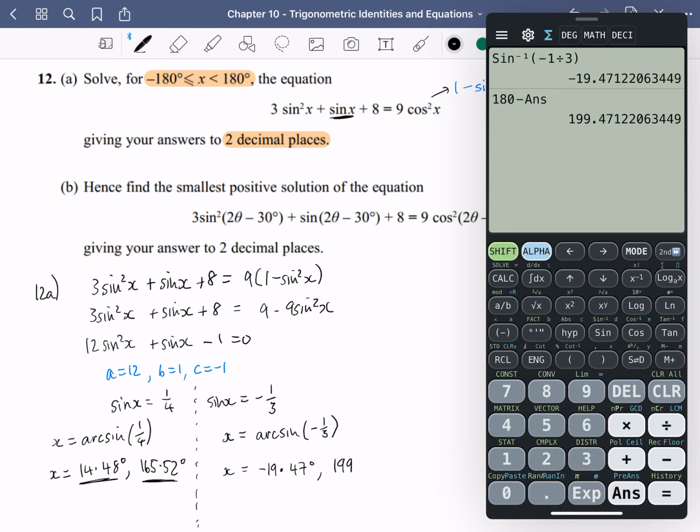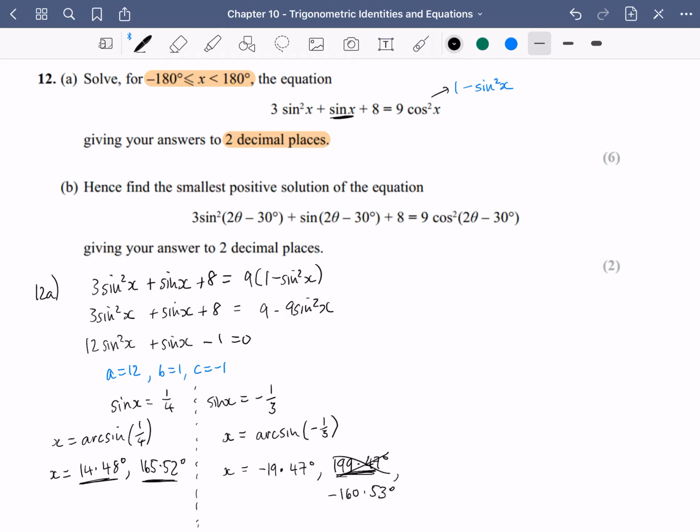So you have 199.47. Now this is actually outside of the range, so we're not going to be able to use this one, but I will be able to use it if I take away 360 from it, and I get minus 160.53 degrees. So I was able to find another one by subtracting 360, which means that the solutions are x is minus 160.53, minus 19.47, 14.48, and 165.52.